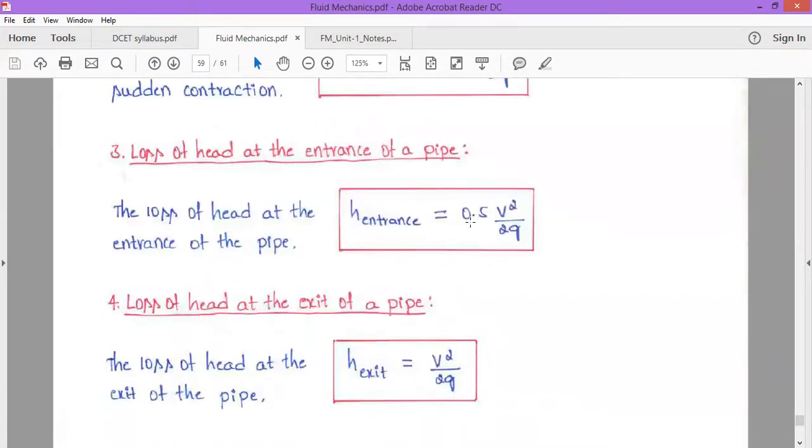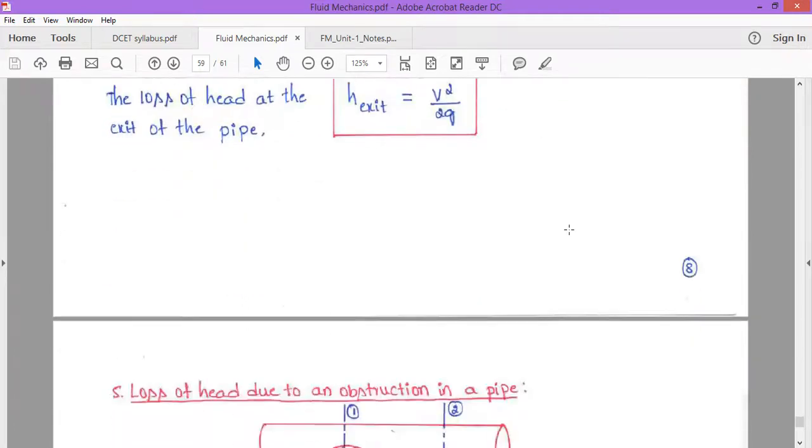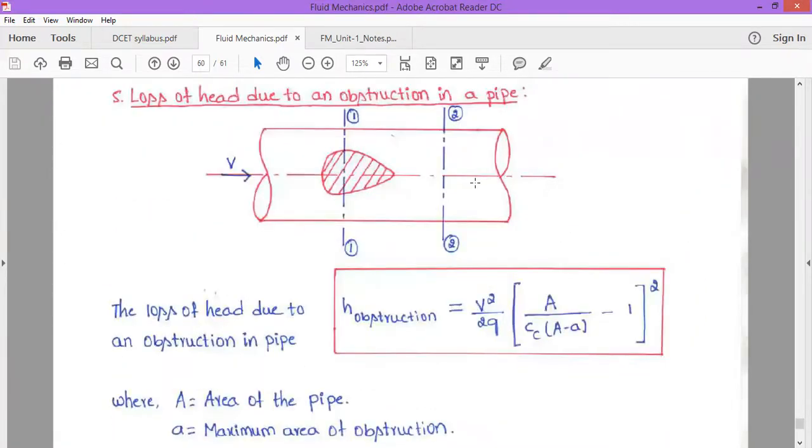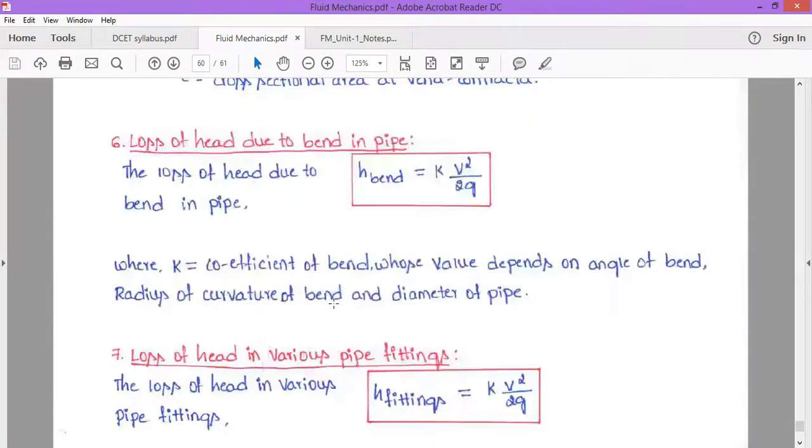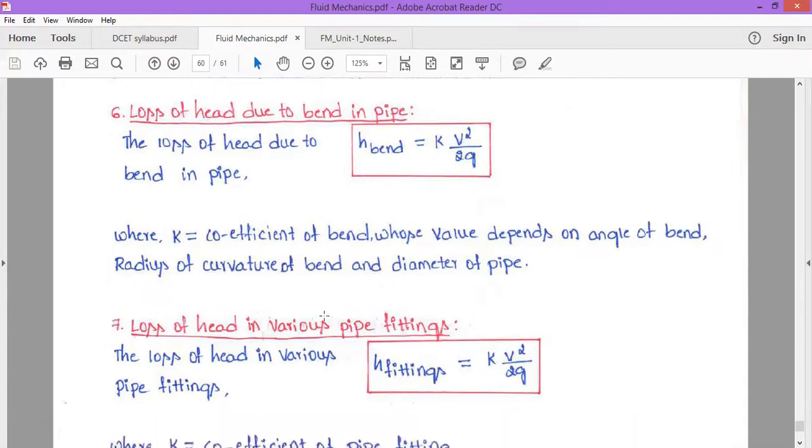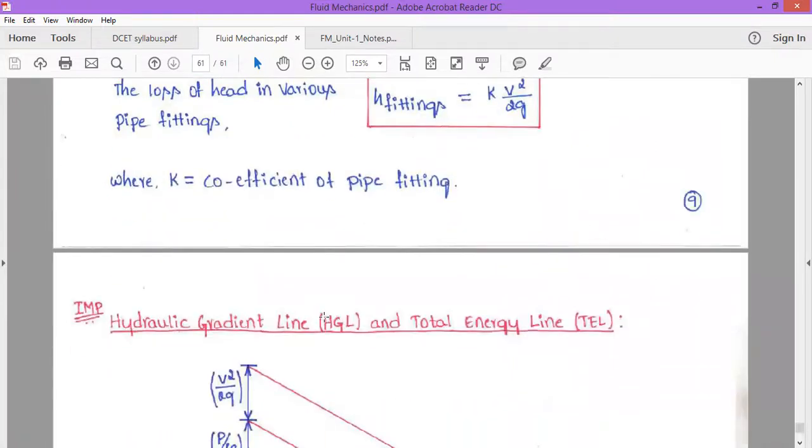Similarly, at the entrance of a pipe, some minor loss will take place, given by 0.5 V square by 2g. At exit, and because of some obstructions like any wall or whatever it may be, this is the equation to calculate the loss in head. Then loss of head due to a bend in the pipe, that is K. The value of K depends on the pipe roughness factor or the bend, type of bend, different fittings.